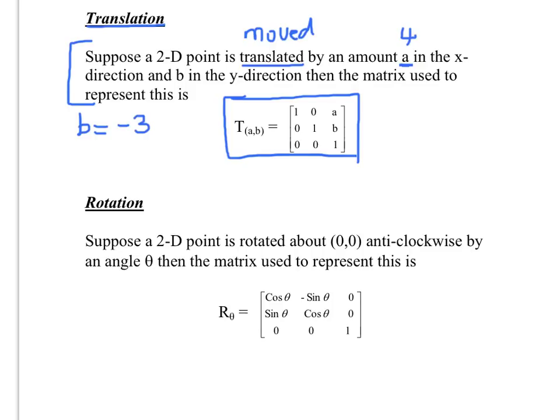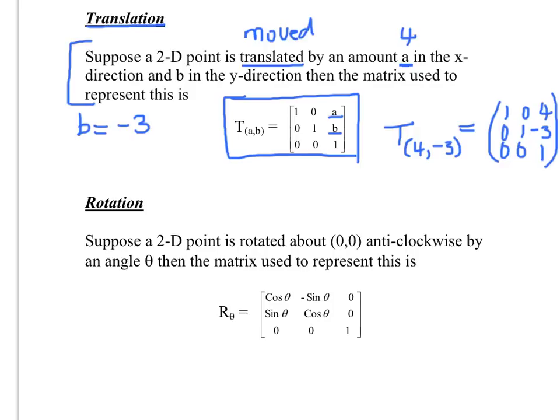Now, all you have to do is you'll be given the value for A, you'll be given the value for B, to form the matrix for this particular application. So, in our case here, the A value is 4, the B value is -3. So the matrix is going to look like this. It's 1, 0, 0, 0, 1, 0, and lastly A is 4, B is -3, and the value down here is 1.